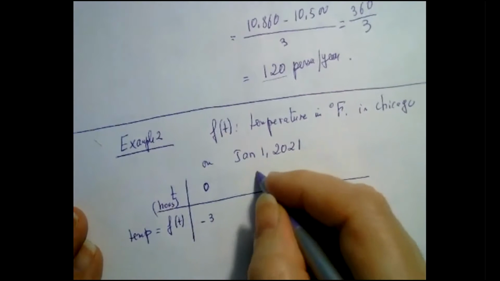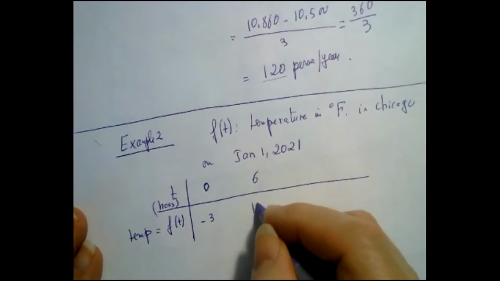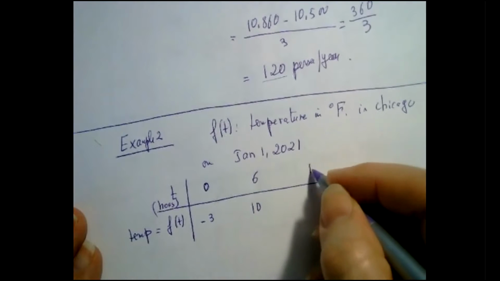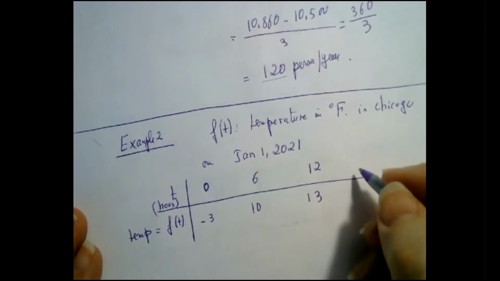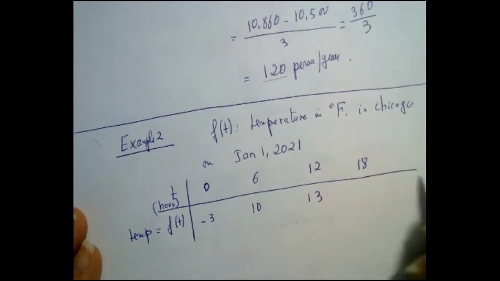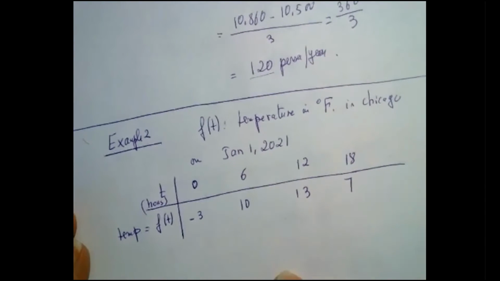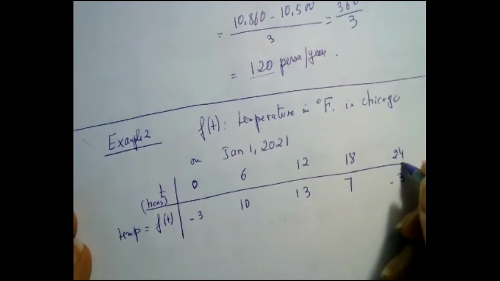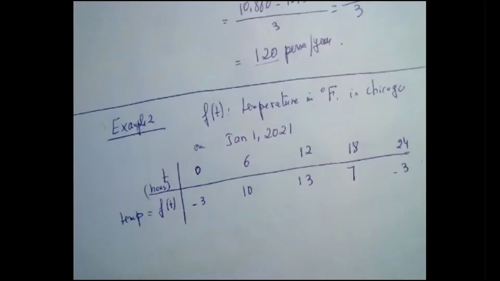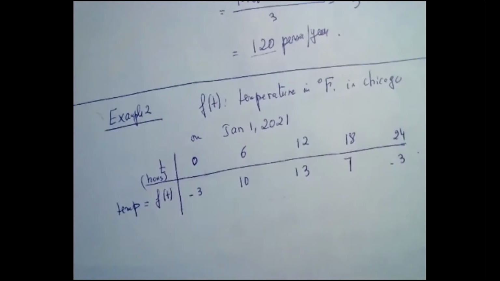Okay, and let me say 6, 10, and 12 noon, the temperature crept up a little bit. At 18, it went down to 7, and in the evening it went back down to -3. All right, so that's the temperature.